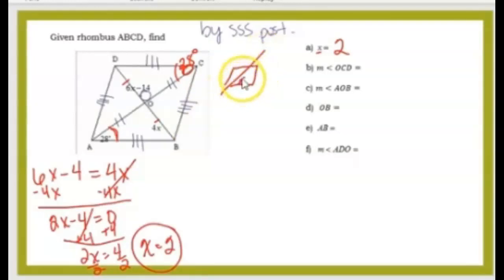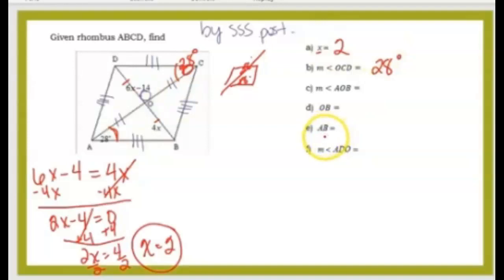So what we have here are some alternate interior angles. Those alternate across that transversal. In this case, the diagonal is the transversal, and here are the parallel lines. So remember, we have those alternate interior angles, and they are congruent.